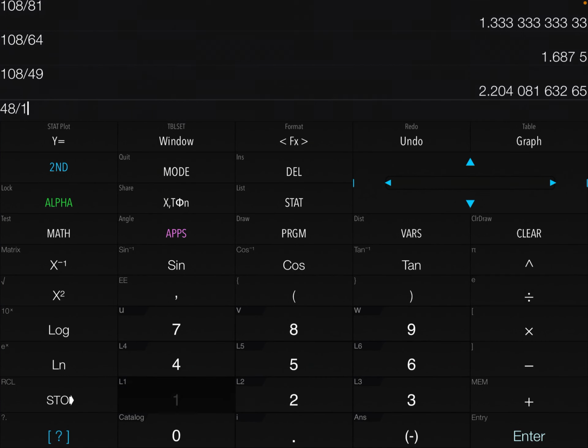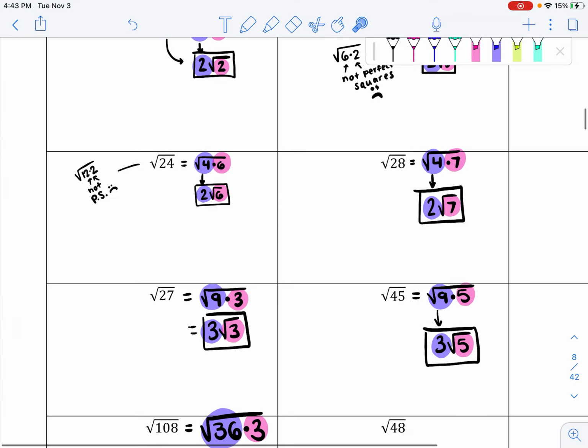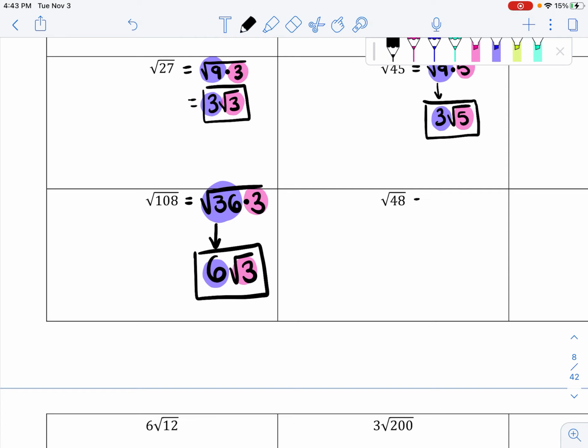So let's try 16. 48 divided by 16, I get 3. So 16 times 3 equals 48. So I can rewrite this as 16 times 3. And 16 is a perfect square, so that gets released as a 4, but 3 is trapped. So I get 4 square root of 3.